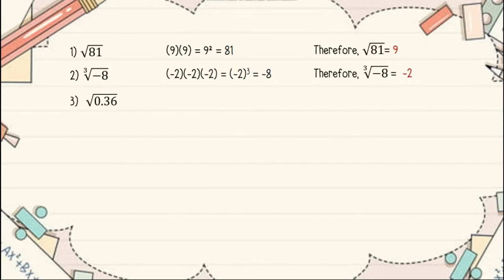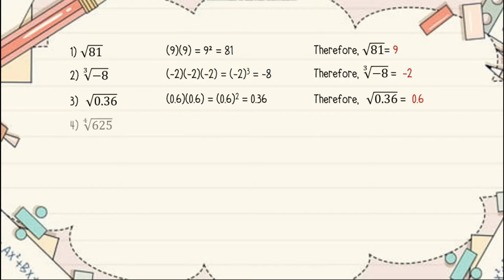How about the square root of 0.36? A number multiplied by itself is equal to 0.36. And that is very good, it is 0.6. So 0.6 squared, or 0.6 times another 0.6, is equal to 0.36. Therefore, the square root of 0.36 is equal to 0.6.